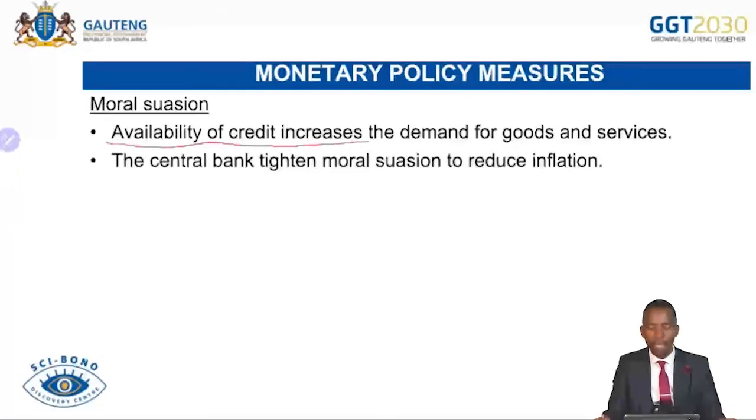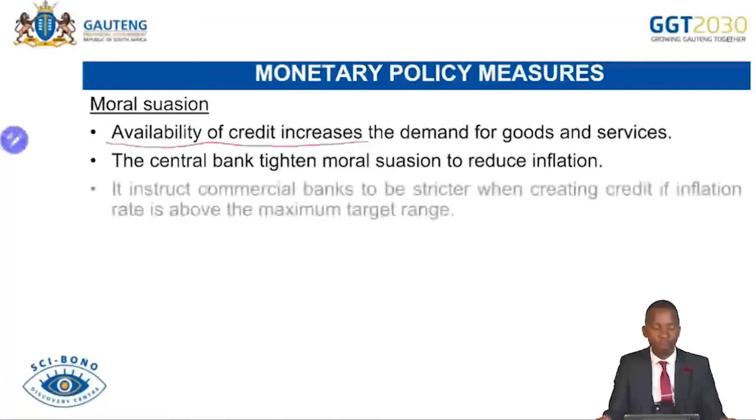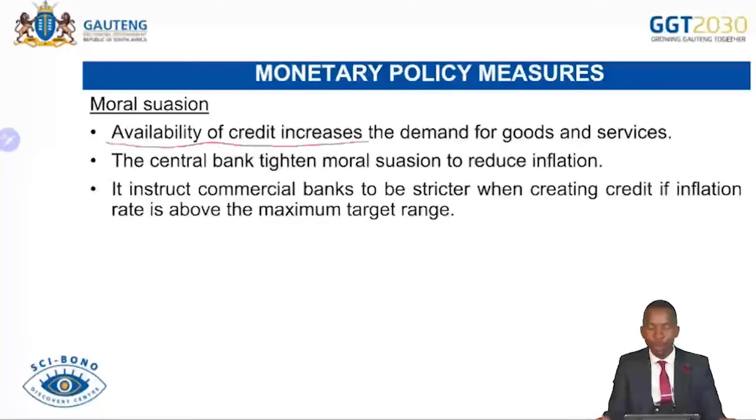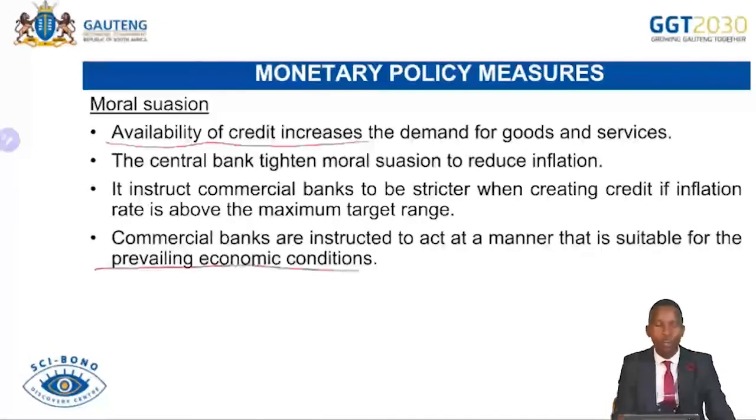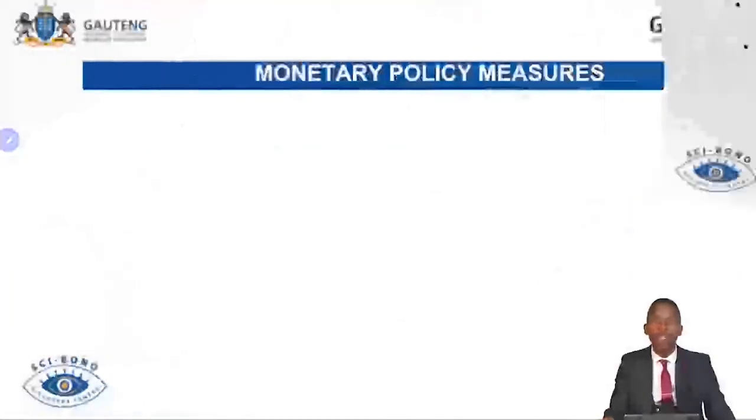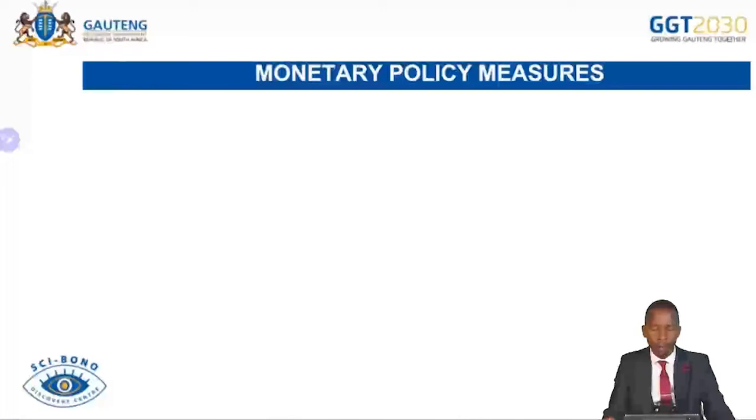The central bank tightens moral persuasion to reduce inflation. It instructs commercial banks to be stricter when creating credit if the inflation rate is above its maximum target, which is 6%. Commercial banks are instructed to act in the manner that is suitable for the prevailing economic conditions. So if ever the inflation is above the target, they must be strict on giving out credit into the economy, which will reduce spending in the economy.